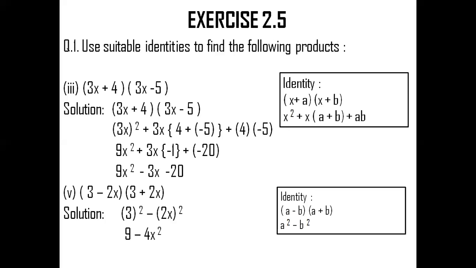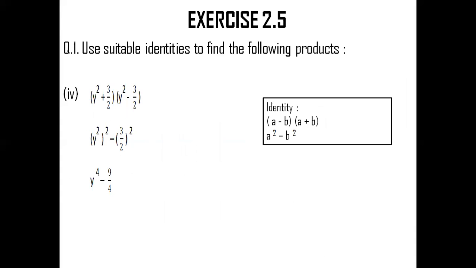So what will a be replaced by? a will be replaced by 3, and what will b be replaced by? b will be replaced by 2x. Is that clear? Yes. So if that's the case, then let us get into question number 5. Now, question number 4. 5 was already discussed. This is question number 4.